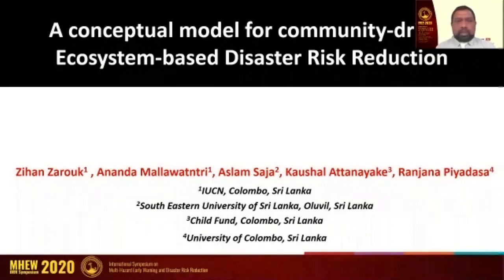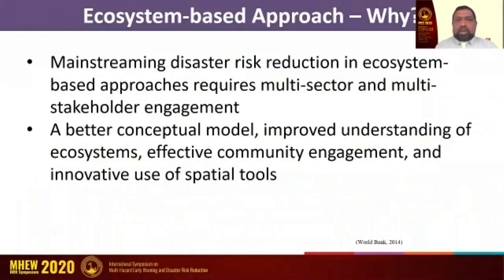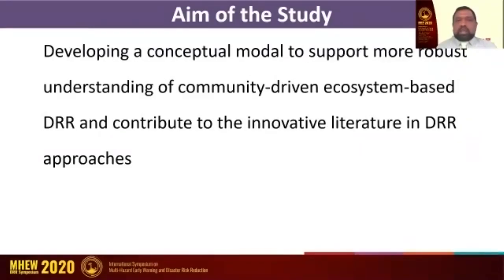Good afternoon, everybody. We are going to present a conceptual model for community-driven ecosystem-based disaster risk reduction. As you know, mainstreaming disaster risk reduction in ecosystem-based approaches requires multi-sector and multi-stakeholder engagement. A better conceptual model and improved understanding of ecosystems will improve community engagement, and it will be used for innovative spatial tools and decision making. The aim of this study is to develop a conceptual model to support a more robust understanding of community-driven ecosystem-based disaster risk reduction and contribute to the innovative literature in disaster risk reduction.